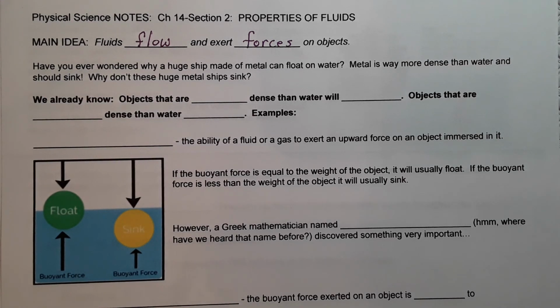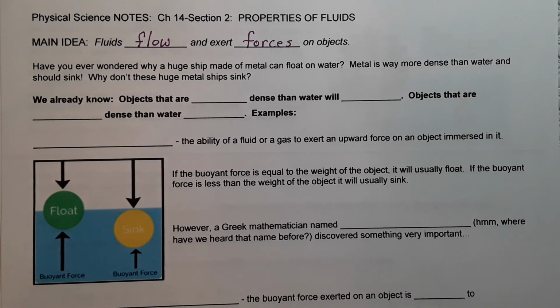For example, have you ever wondered why a huge metal ship will float on water? Because, as most of you know, you get in a swimming pool and you drop a penny, it sinks. A penny is made of metal. In fact, anything you drop that's made of metal will sink to the bottom of the pool. So why don't these huge metal ships also sink?